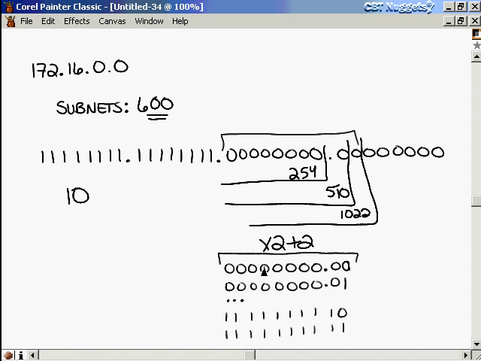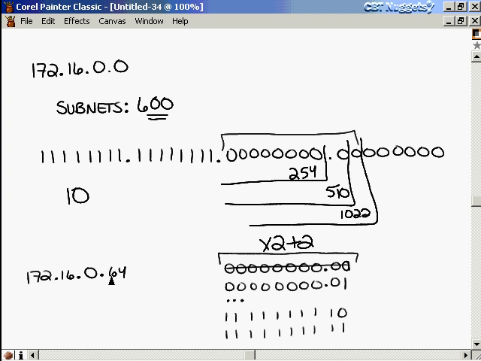The possible values, just as we did before, are all zeros. That's not allowed. So the first allowable value is all zeros in the 3rd octet and then a 0, 1 to begin the 4th octet. What is the decimal equivalent there? I'm going to include the whole IP address, 172.16.0.64. This is the low end of our range.